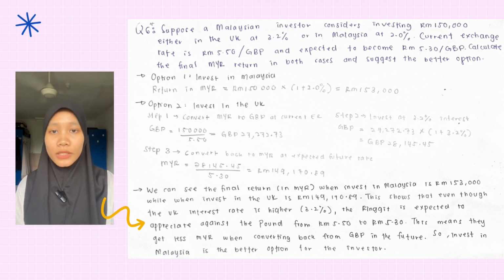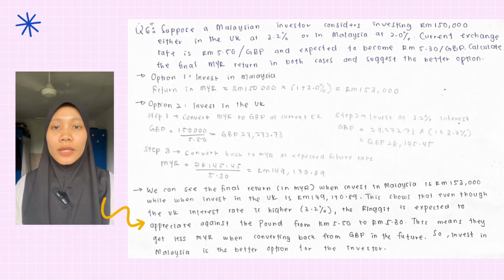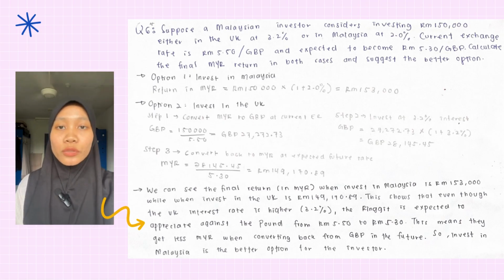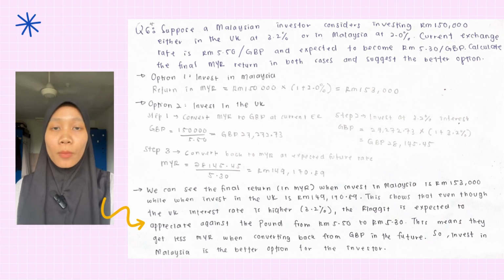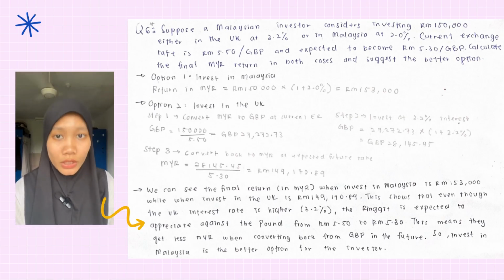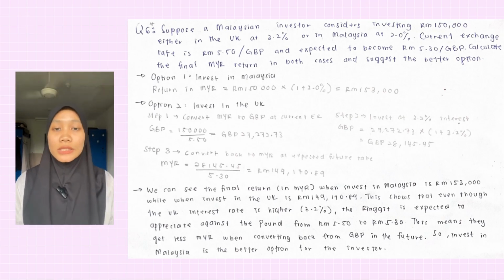But if we invest in the UK, we just get RM 149,170.89. So this shows that even though the UK interest rate is higher, which is 3.2%, the ringgit is expected to appreciate against the pound from 5.5 to 5.3. This means that they get less Malaysian ringgit when converted back from GBP in the future. So the better option is to invest in Malaysia.